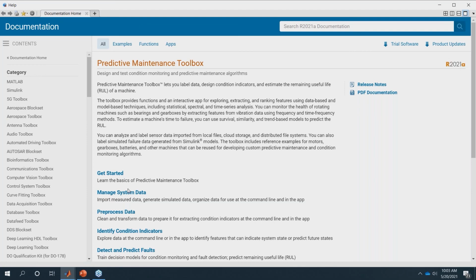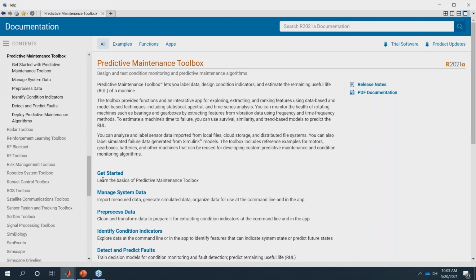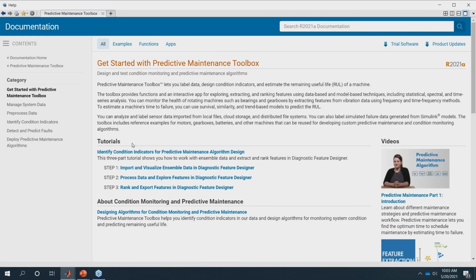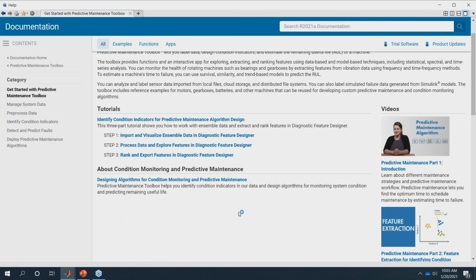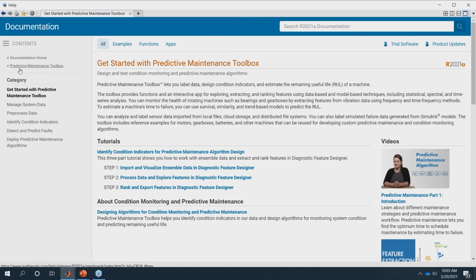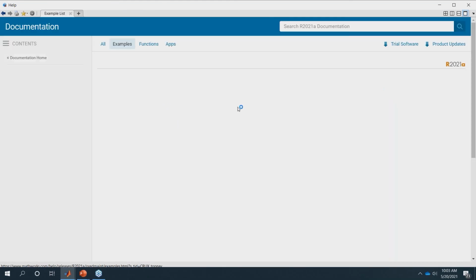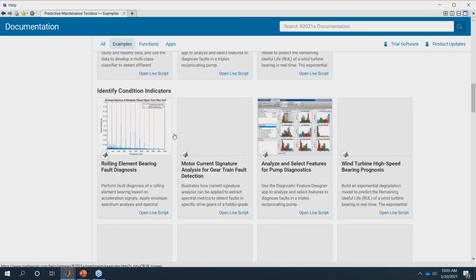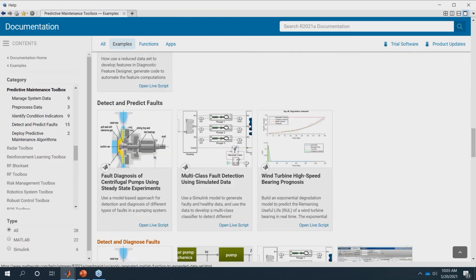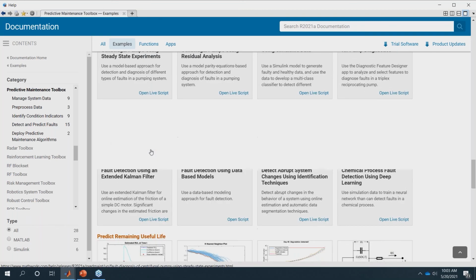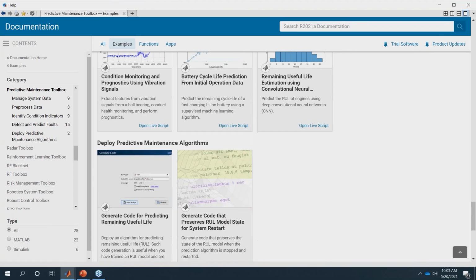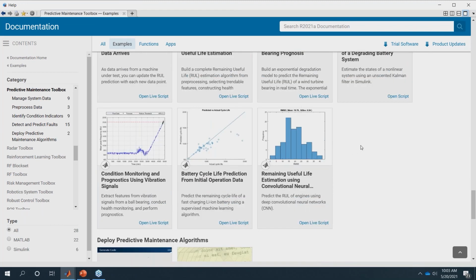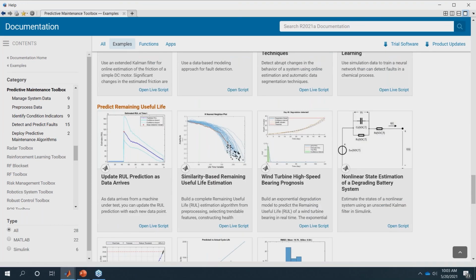And if you're interested in learning more about predictive maintenance, I would definitely suggest going to the Predictive Maintenance Toolbox documentation. There's the getting started section with a number of different tutorials and videos to help you start the process, as well as a whole suite of full workflow examples along the process that you can use as starting points or as references for your own particular problems. Some of these use MATLAB, some use Simulink for the modeling part, but these are extremely helpful for getting started.